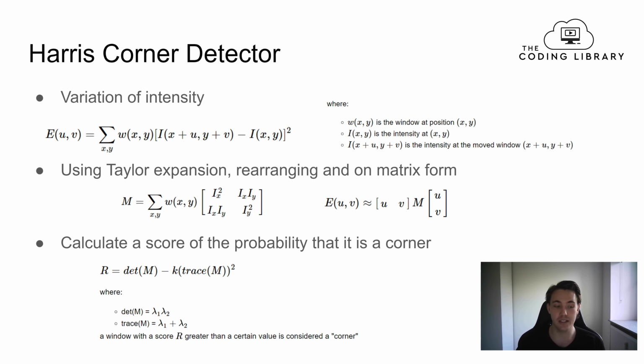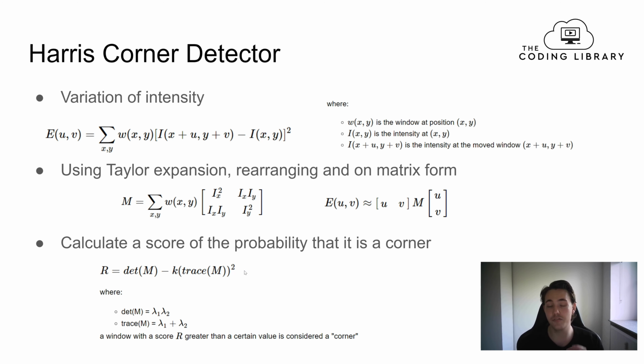When we have done that, we can calculate a score for the probability that it is a corner. When we're looking at a pixel value, we can calculate a score for that pixel, which corresponds to the probability that this is a corner or not. This is the R value here, the score. To calculate it, we take the determinant of the M matrix, and then we have a K value that we can specify, which is kind of like a threshold for our probability. Then we use the trace of the same matrix, and square the result, to get the probability that this is a corner.